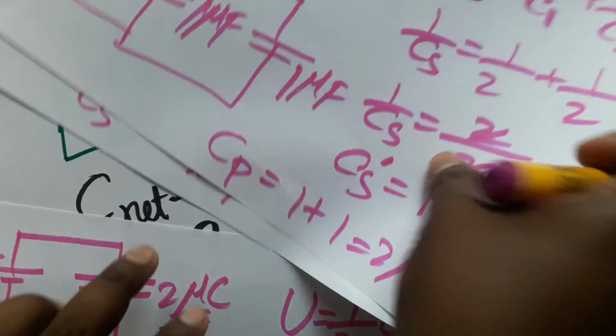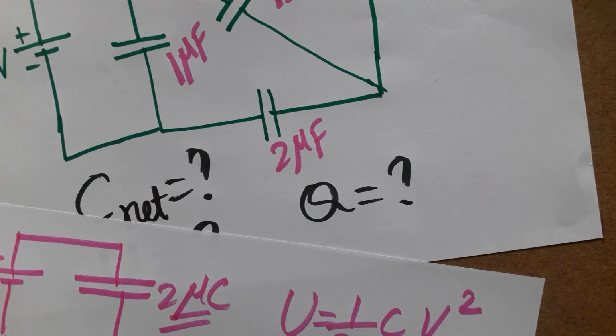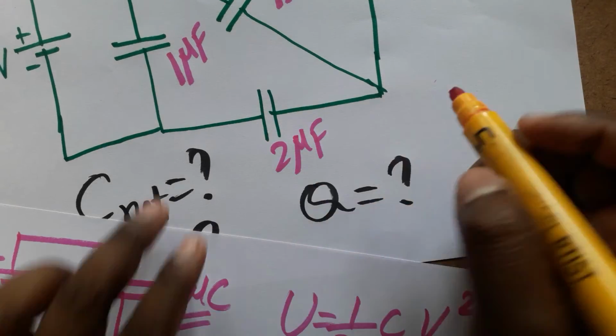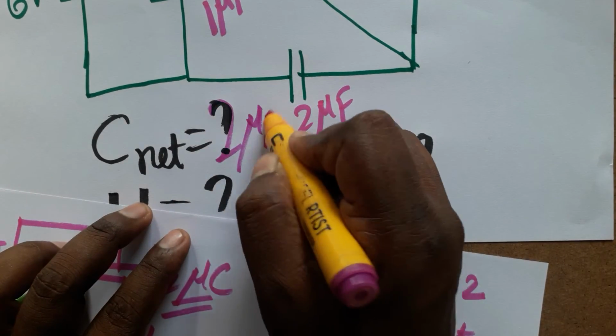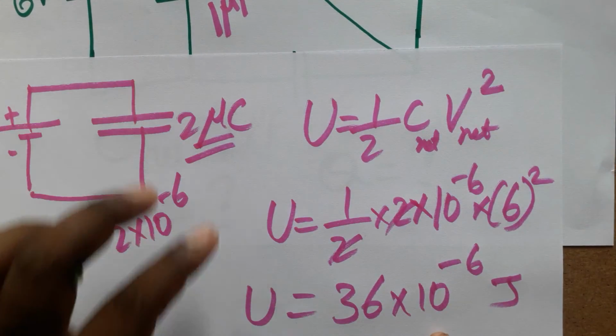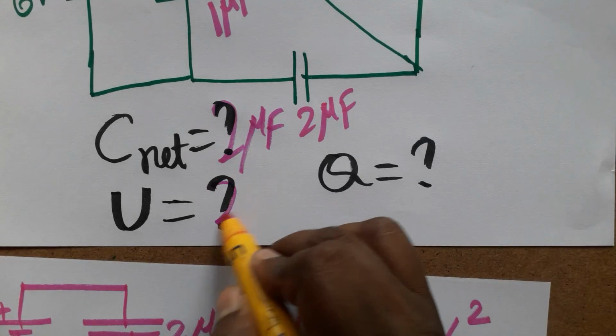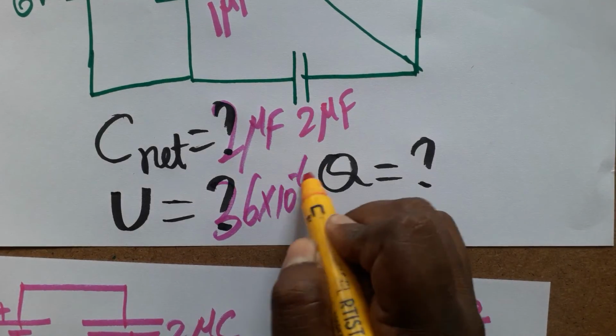Okay, so I'll show here. Total capacitance value we got as 2 microfarad. Total energy we got as 36 into 10 power minus 6, so total energy is 36 into 10 power minus 6 joules.